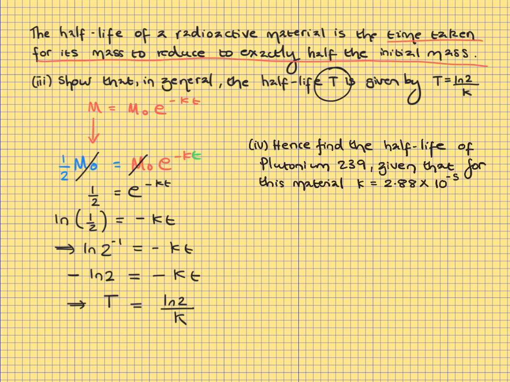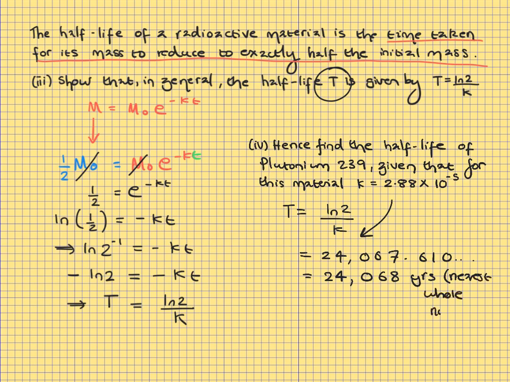So this last part of the problem is really simple. To find the half-life of plutonium, we know the k value, we simply sub it into this result that we have found for T and work this out using our calculator. So the half-life for plutonium works out to be 24,067.610 years. So 24,068 years to the nearest whole number for a mass of plutonium to reduce to exactly half of its initial mass.